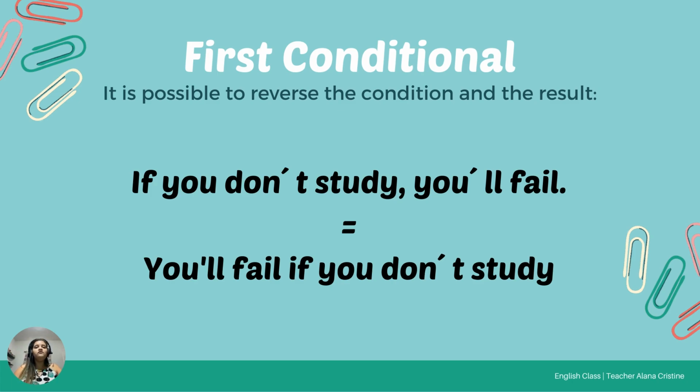Mas quando o if vier no começo, a gente vai separar essas duas frases com vírgula. E aí, a gente precisa entender uma coisa. A gente já sabe para que serve. Quando eu quero ter uma condição para falar de alguma coisa que vai acontecer dentro daquelas condições. Mas qual é a estrutura que a gente usa para poder fazer isso?